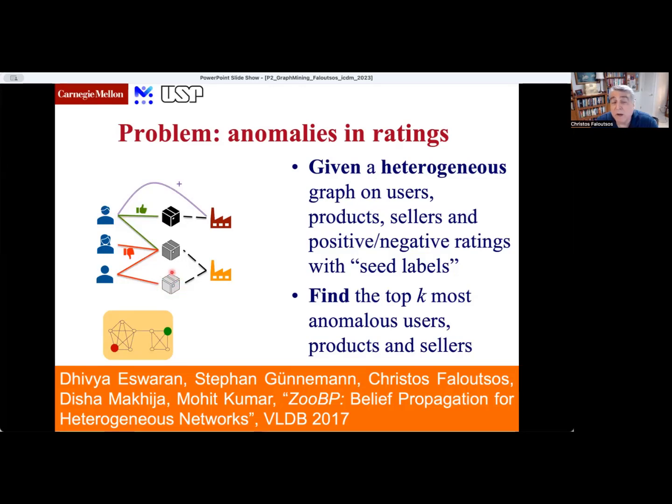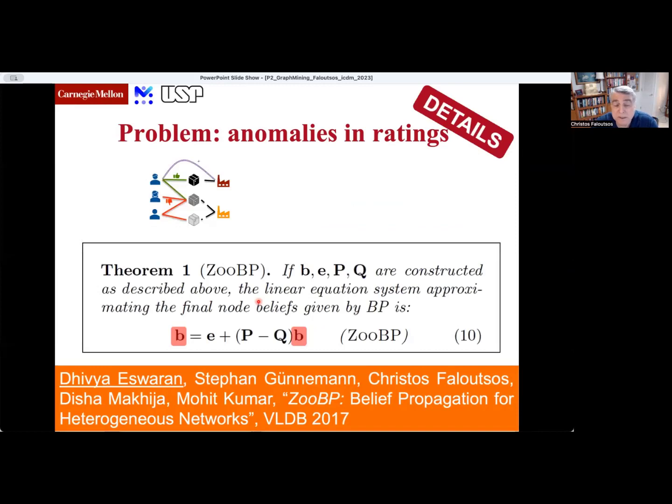What can we say about the rest? It turns out that using linear approximations, we can eventually turn the whole problem into a matrix equation. Divya did a lot of very nice work here. So this is a vector, this is a matrix, this is another matrix, right? Everything is known in this equation except for the belief scores.